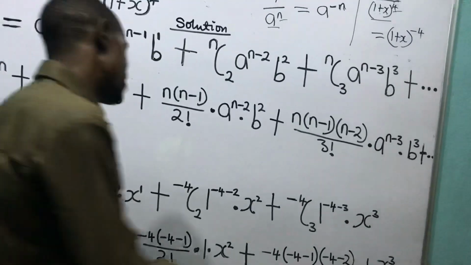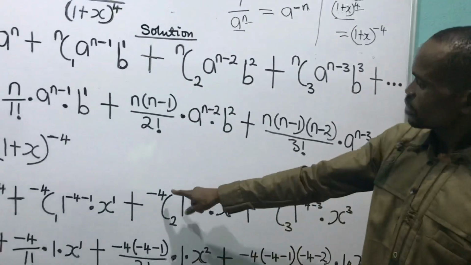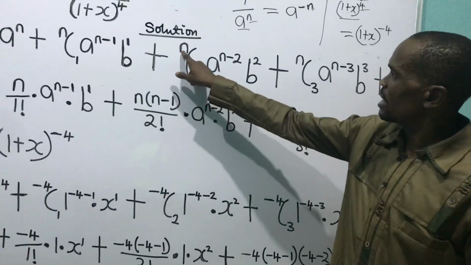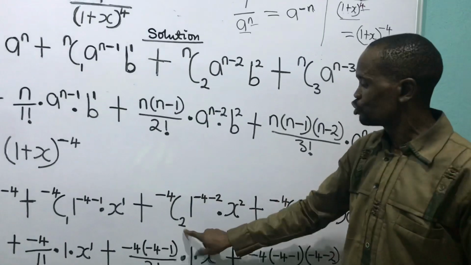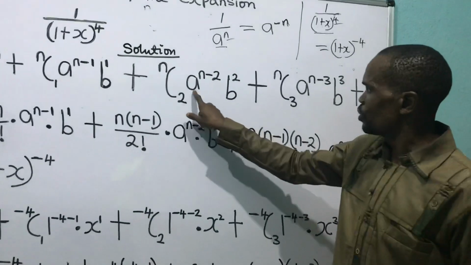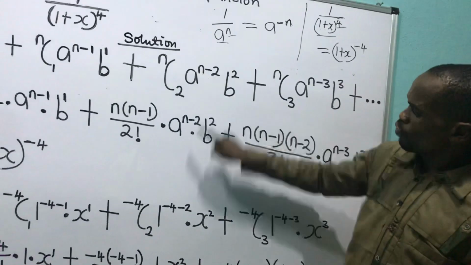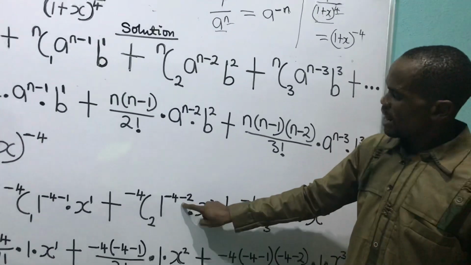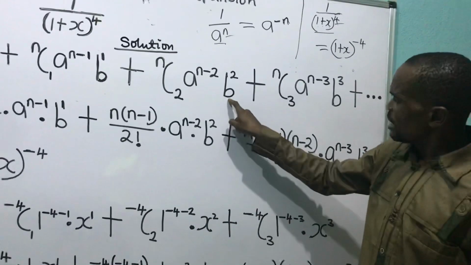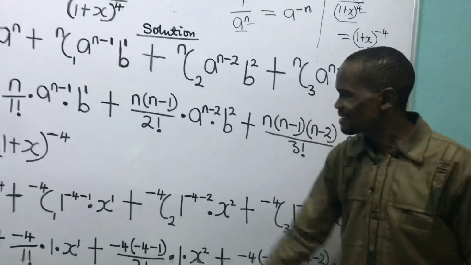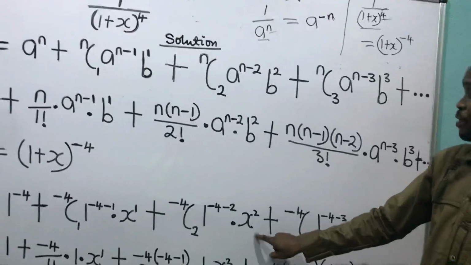Plus, I come over here: out of n, which is minus 4, I'm choosing 2. And the 1, which is a, will be raised to power minus n, and here it is minus 4 minus 2. Then b raised to power 2, my b is x, which will be raised to power 2.